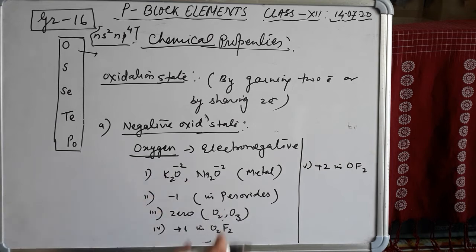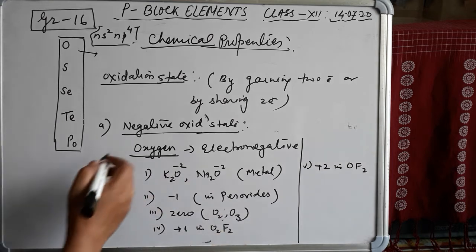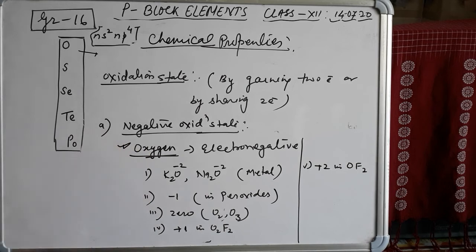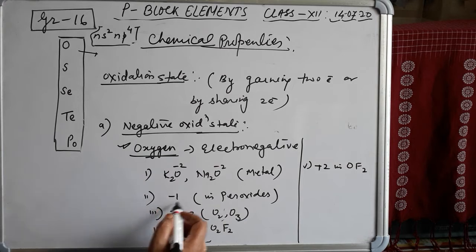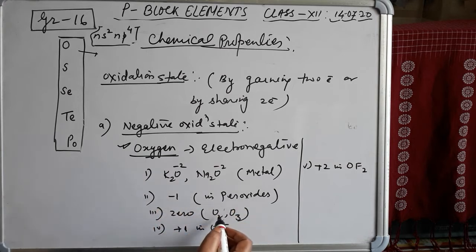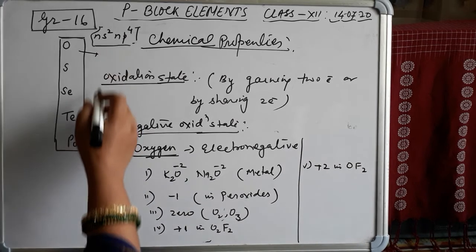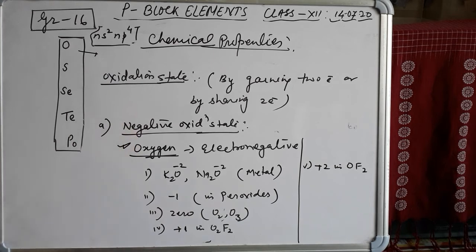So this is the large number of oxidation states shown by the first family member of this group, that is called oxygen. -2 with electropositive element, -1 in peroxide, 0 in elementary state, ozone or oxygen molecule, +1 in O2F2, +2 in OF2, because fluorine is more electronegative than oxygen. Down the group electronegativity decreases, minus oxidation state decreases. Let's discuss positive oxidation state.